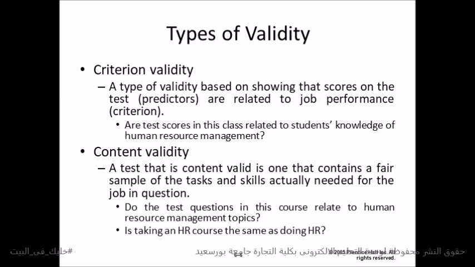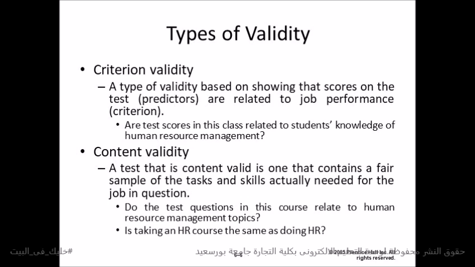A criterion validity is one which represents the relationship between the test score and the actual performance of the employee, of the candidate. If the test score is strongly related to the actual performance of the employee, then the test has a criterion validity.